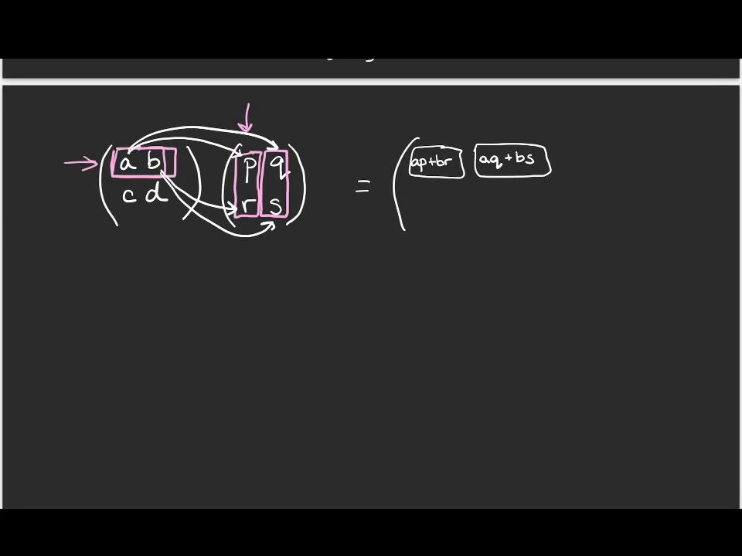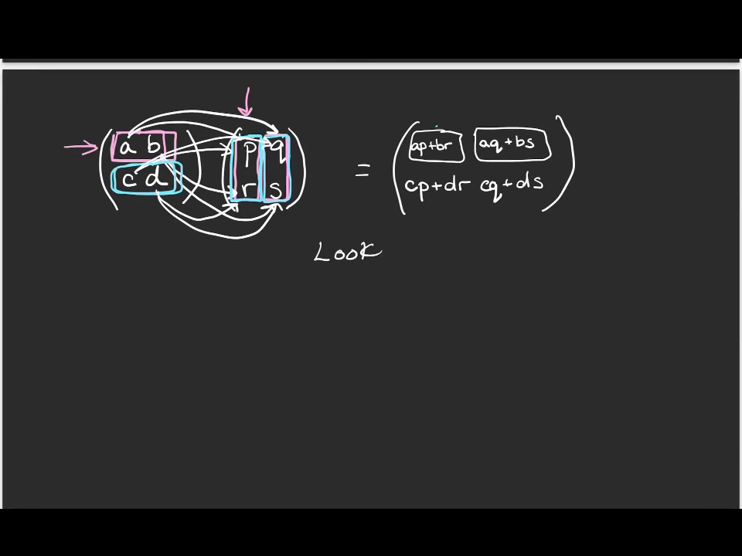Then we get AQ plus BS, and hopefully the arrows are highlighting which I'm multiplying with, CP plus DR, and then CQ plus DS. And it looks very complicated.